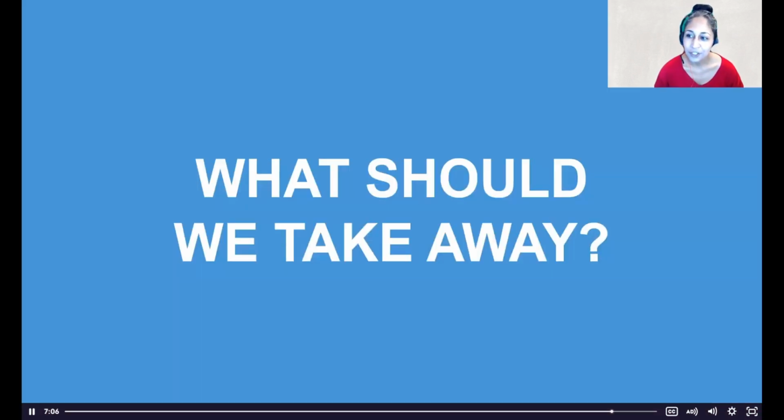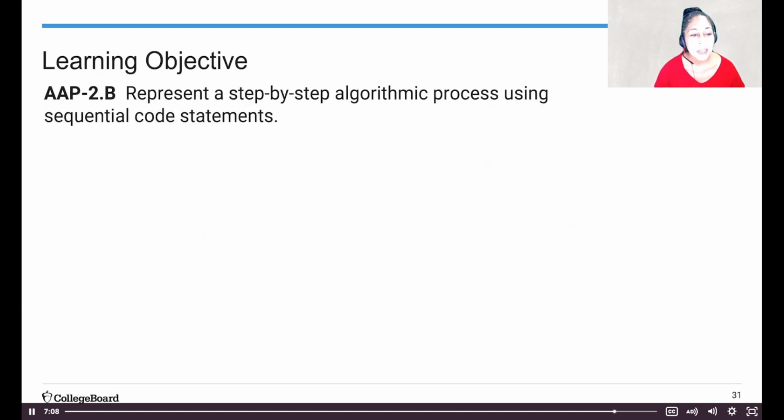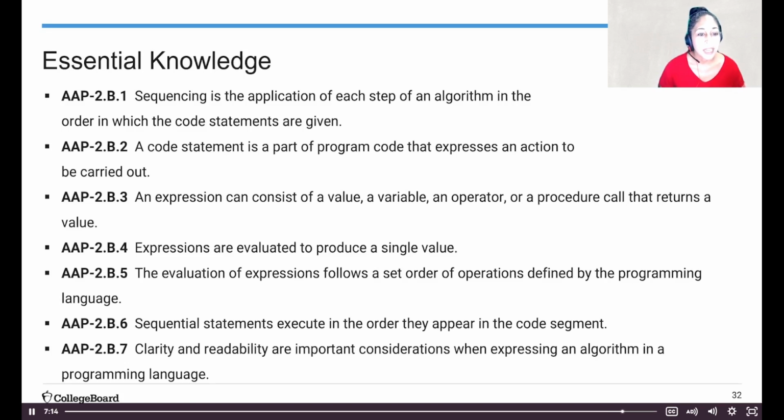So just to recap what we take away from this, we can represent these step-by-step processes using sequential code segments. We can use sequencing in order to make sure that our code is executed in the correct order, and expressions are used to evaluate either a value, a variable, an operation, or a procedure call, and we would store that single value that's produced inside of our variable that we're trying to store it in.